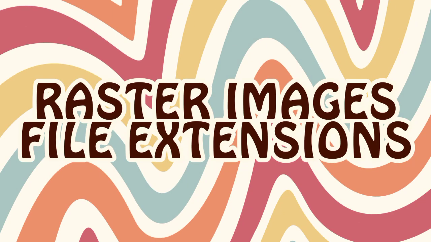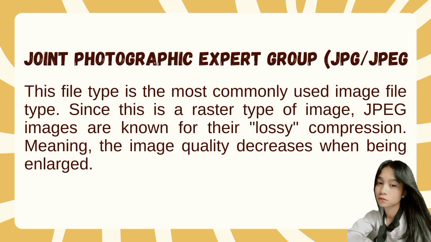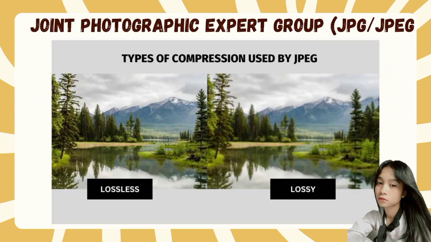So now let's talk about the raster image file extensions. The first one is Joint Photographic Experts Group or JPEG. It is like a photo in a digital format. When you make a JPEG file, the computer makes the file smaller to save space. But making it smaller can sometimes make a picture a bit blurry or less clear, especially if you make it bigger again. For example, a photograph taken with a digital camera and saved as a JPEG file. When you zoom in, you may notice some loss of quality or blurriness.